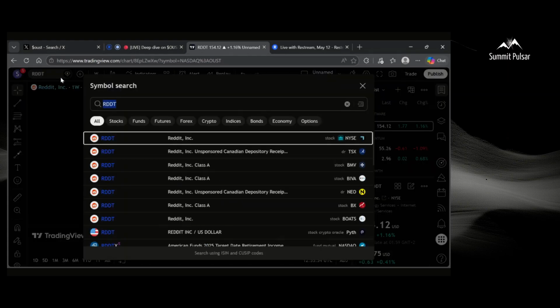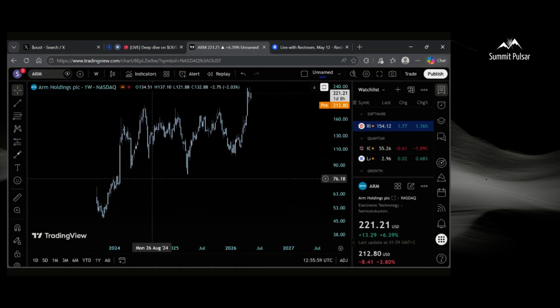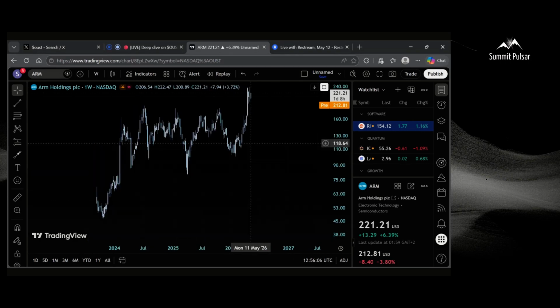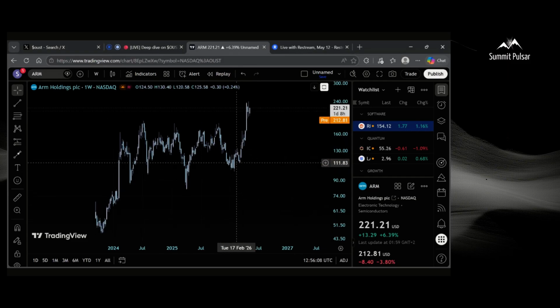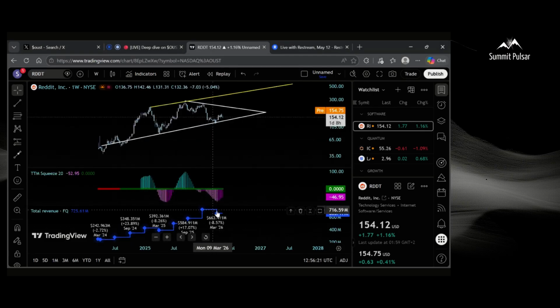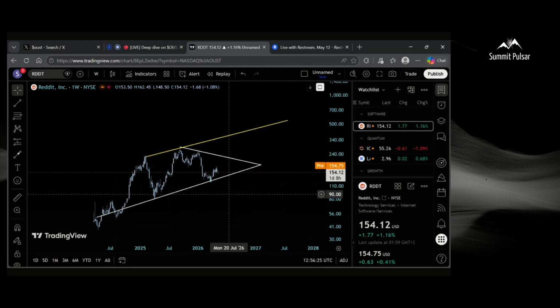This looks like ARM, right? This reminds me so much of ARM, where ARM just chopped sideways and sideways while the revenue was increasing. Right now, they posted record revenue, and the price exploded. Now, if you bought right here at $80, it's a very attractive valuation, right? Reddit, the price is just chopping. After their IPO, revenue kept climbing. I think Reddit is a very attractive company. It reminds me of ARM with their revenue trajectory.